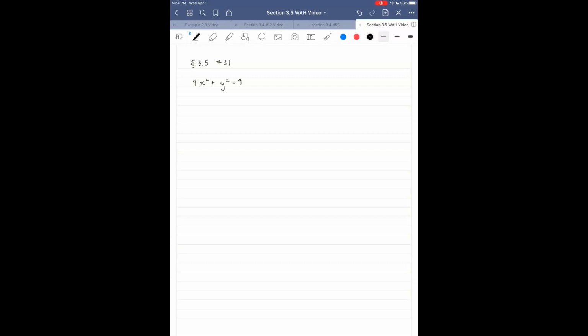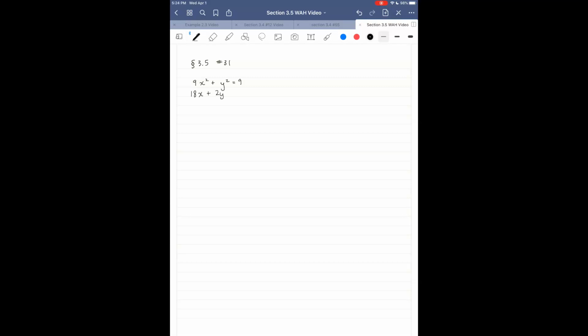Y will not be a function. It will be in two pieces, like the example that I did in the video for this section. But it's just as easy to use implicit differentiation. So I'm going to just take derivatives all the way across with respect to x.